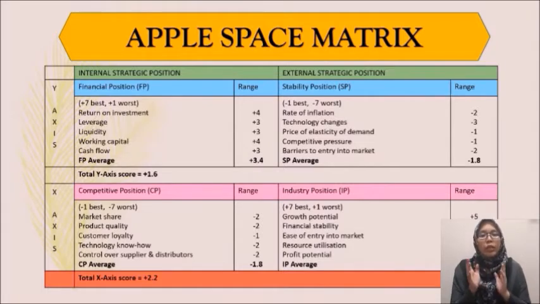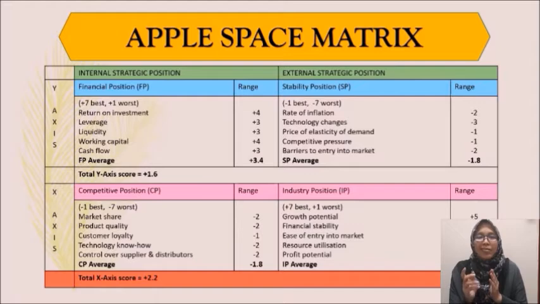The first one is we select a set of variables to define the internal dimension, which are financial position, that we can see on the slide, and competitive position, which represent the internal dimension. And the external dimension is comprised of stability position and industry position. Next, we will assign a numerical value ranging from positive 1, that is the worst, to positive 7, the best, to each of the variables that make up the financial position and industry position dimensions. For the stability position and competitive position dimensions, we must assign a numerical value ranging from negative 1, the best, to negative 7, the worst, to each of the variables.